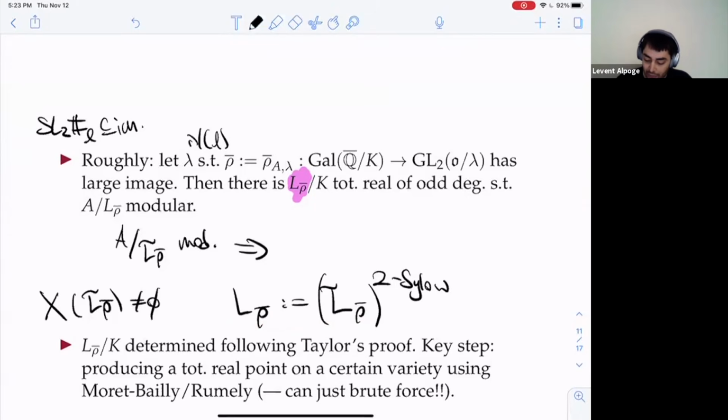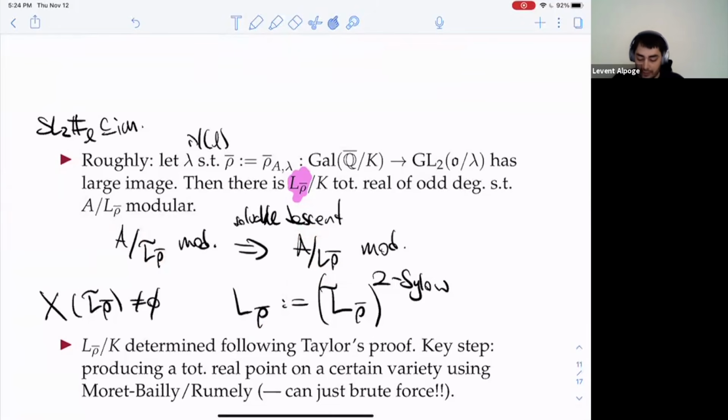However, by solvable descent for GL2, which is due to Langlands, modularity over this solvable extension. So L rho bar tilde is a solvable extension of this guy because any 2-group is solvable. So by solvable descent, if you're modular over the solvable extension, you're modular downstairs. So that's how you keep the degree odd. So anyway, this has odd degree and has the property that this abelian variety is modular. Okay, so that's solvable descent. That's one of the key points.